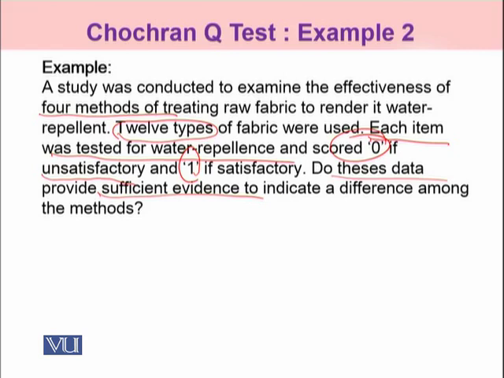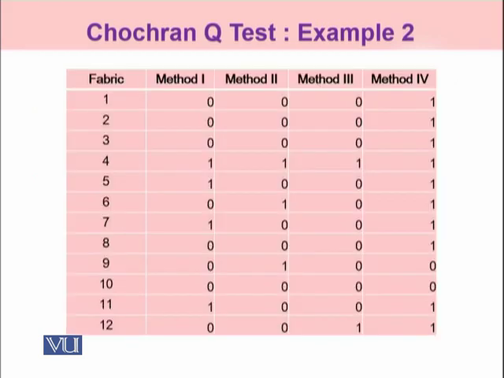So basically students, we want to compare that out of all the 4 methods that are being used to treat the particular raw fabric, which one of them was more effective compared to others, or whether all the 4 methods were giving us identical results. So this particular example would fall under the Cochran Q test because, as you can see, the data is given in the form of ranks.